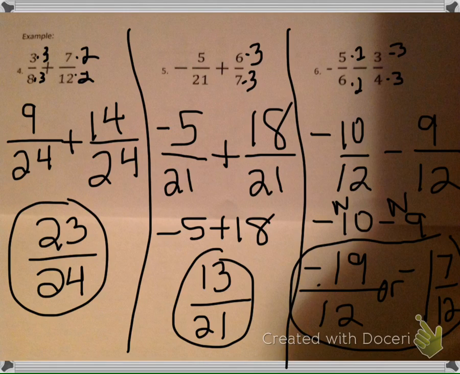If you wanted to change it to a mixed number, negative 1 and 7/12, you're just doing an extra step. It's not necessary. I think that the improper fraction is good as long as it's simplified. Okay, so those are our adding and subtracting unlike fractions.